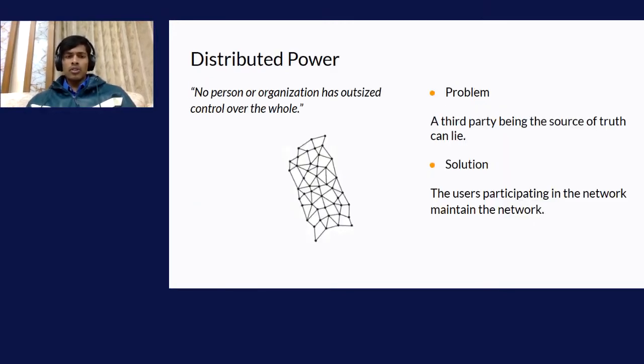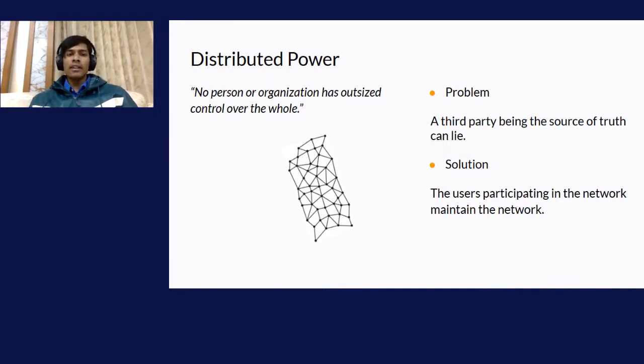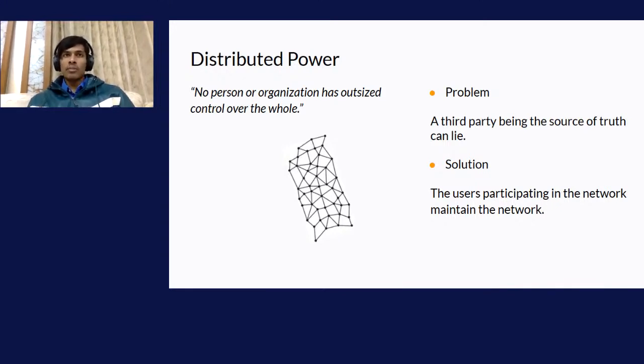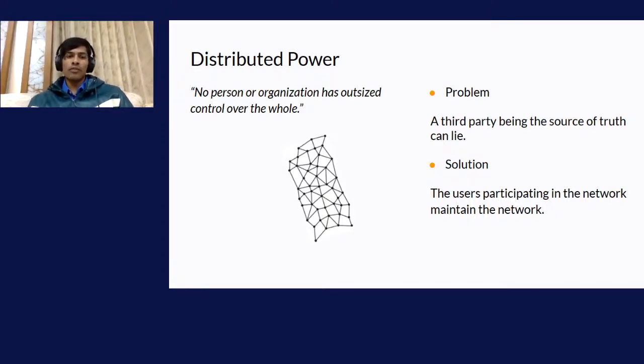There's distributed power, so no person or organization has outsized control over the whole. A good example here would be the internet. Our internet experience is governed by a few companies, right? Google, Netflix, Facebook. These companies define how your internet experience would be because they have that kind of infrastructure in place. 50% of the routers in the world belong to Netflix and Google. So, not very cool. Why does one person or organization have control over all of this?